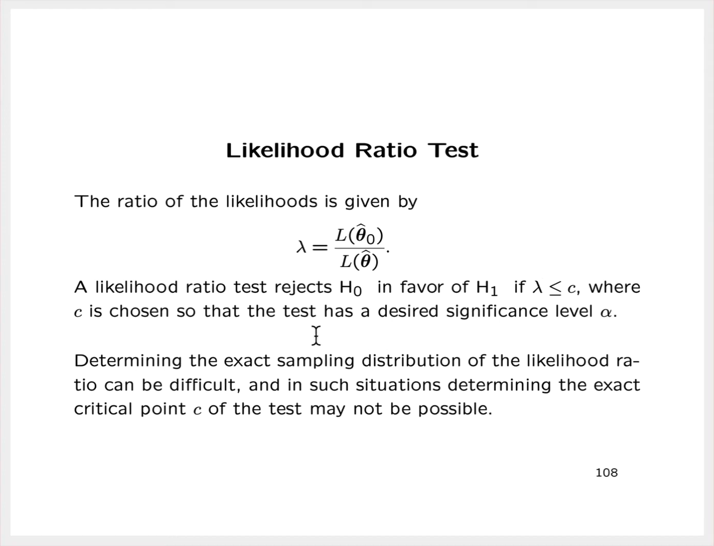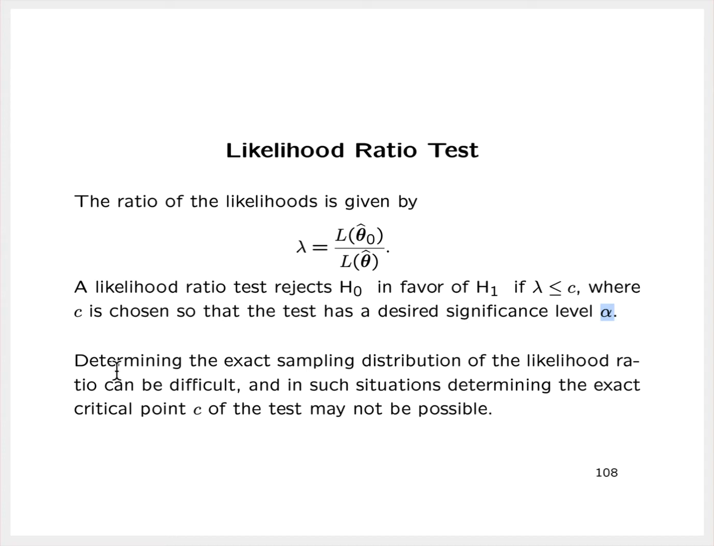the null hypothesis. So the question then becomes, how do we determine this value c, this threshold or cutoff point that we're using to decide whether to reject the null hypothesis? Again, we want to choose this critical point c, and reject the null hypothesis if lambda is less than or equal to c, and we want c to be chosen so that the test has a desired significance level of alpha. So we might choose alpha to be 0.05 or 0.01, whatever makes sense in the context of a given situation.